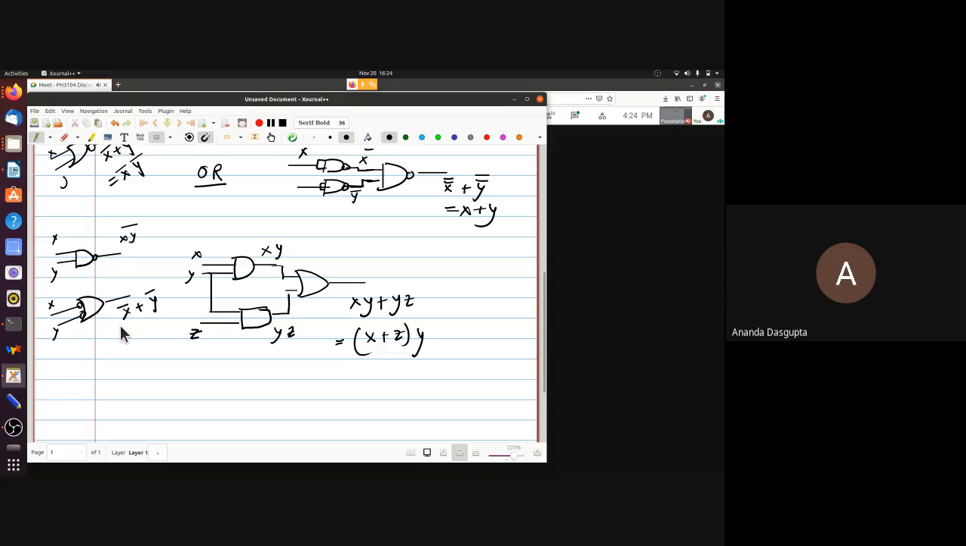What gate is this? Somebody said XOR. That's wrong. NOR, that's also wrong. NOR is X plus Y whole bar. Yeah, Aniruddha says NAND. This is also a NAND.